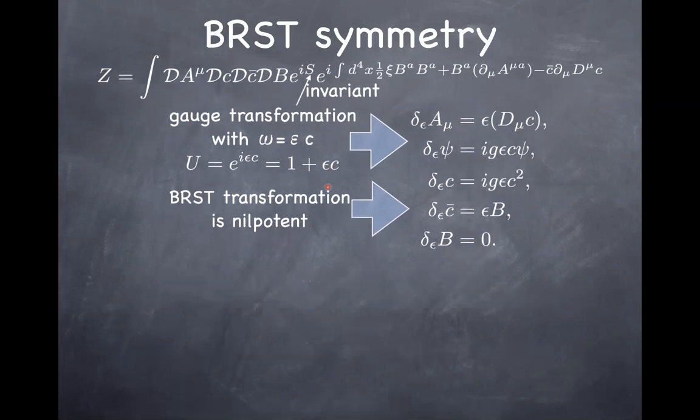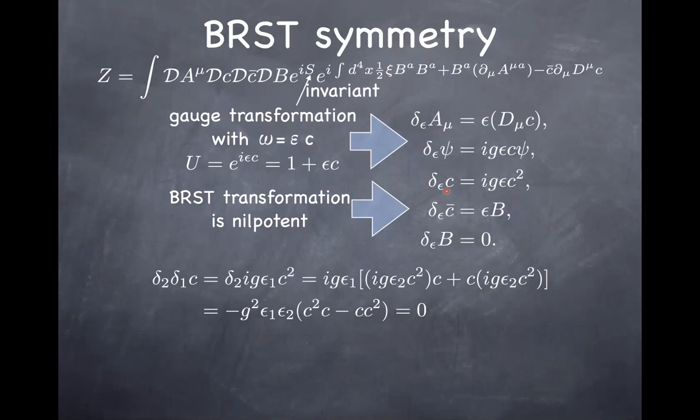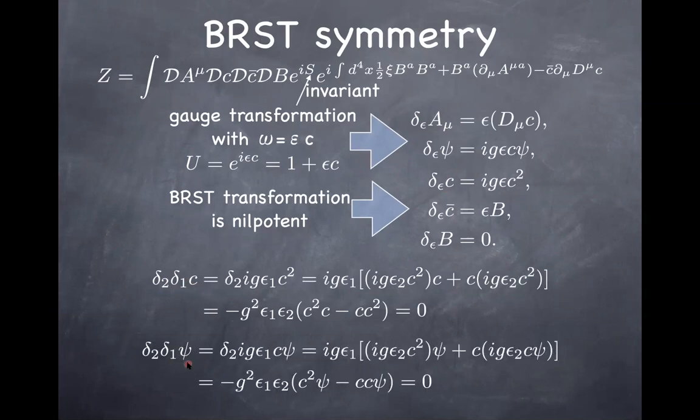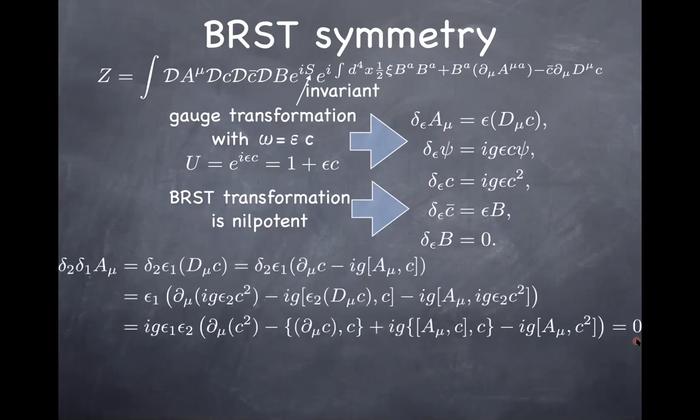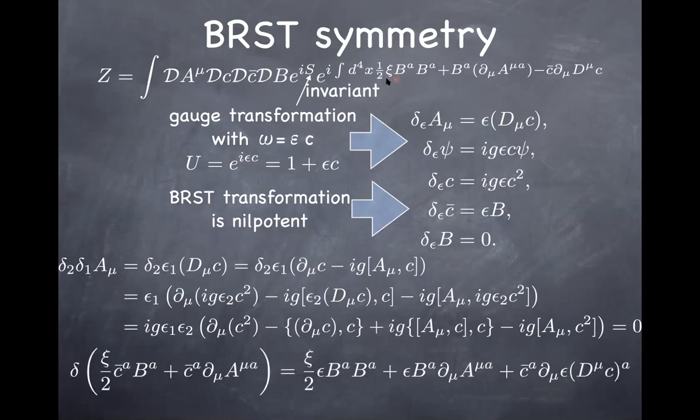So what I will do on Thursday is that we understand the nilpotency on every field. We do the BRST transformation on C twice, then you can show that it vanishes. We do the BRST transformation on the matter field twice. Again, we can verify that it vanishes. We can do that also on the gauge field twice, and that also vanishes. So it's nilpotent. And at the end of the day, you can also verify that this entire gauge fixing Lagrangian can be written as a BRST transformation of this combination.